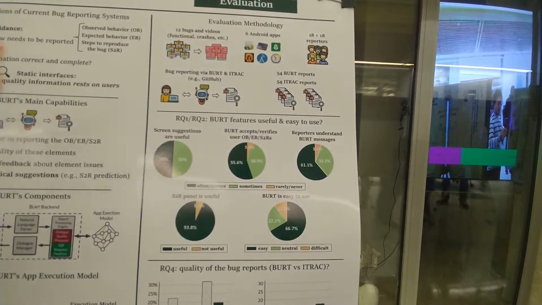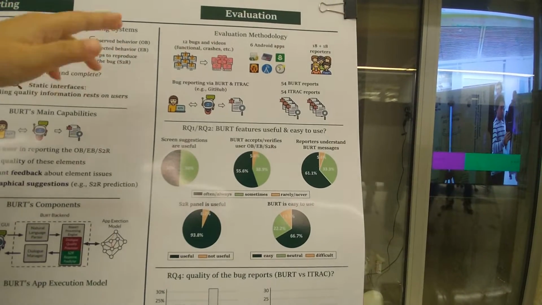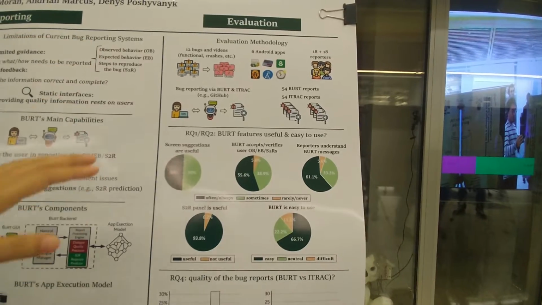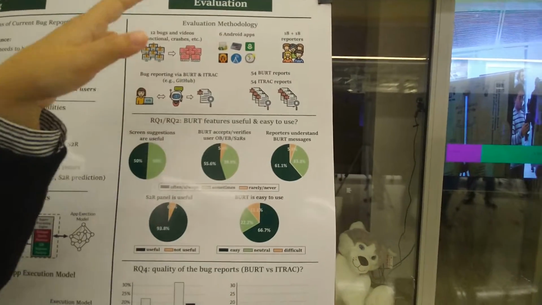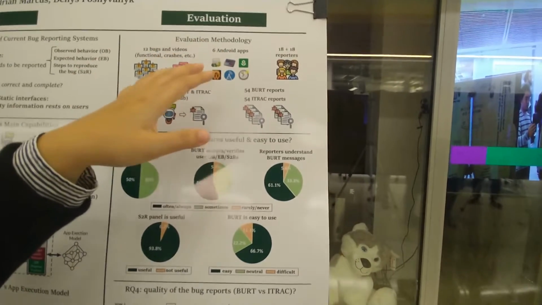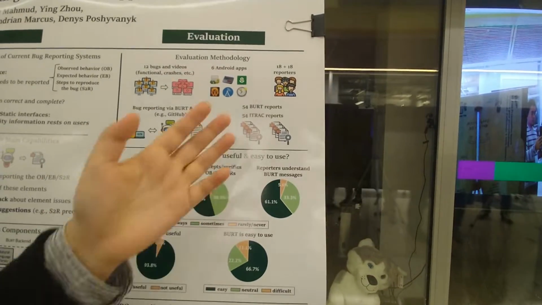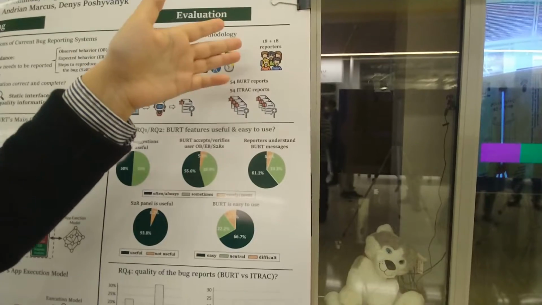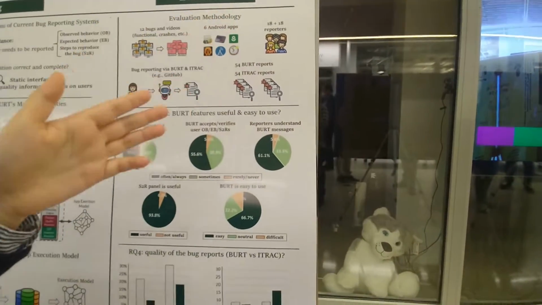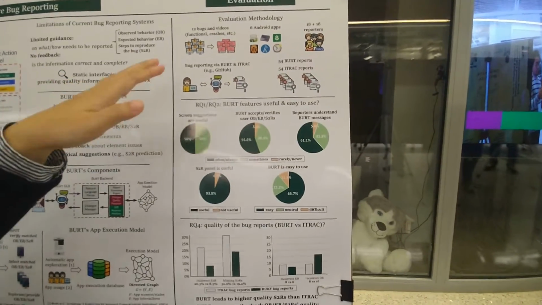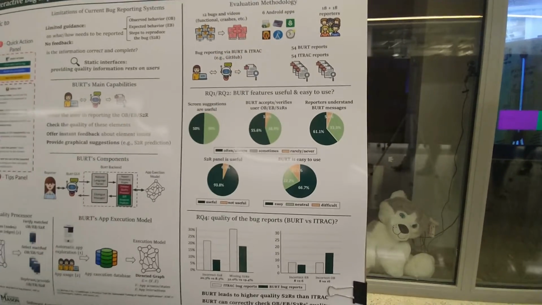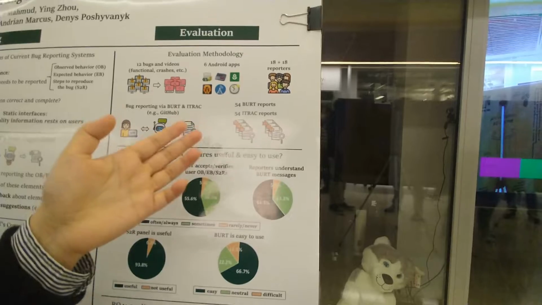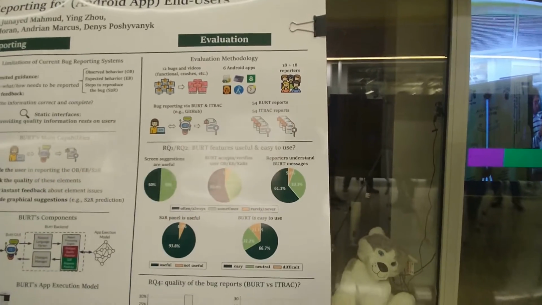We also collected videos for these bugs that illustrate how to reproduce them. These 12 bugs come from 6 Android apps of different fields. We recruited 36 reporters to report bugs using BURT and iTracker. In the end, we collected 54 BURT reports and 54 iTracker reports.